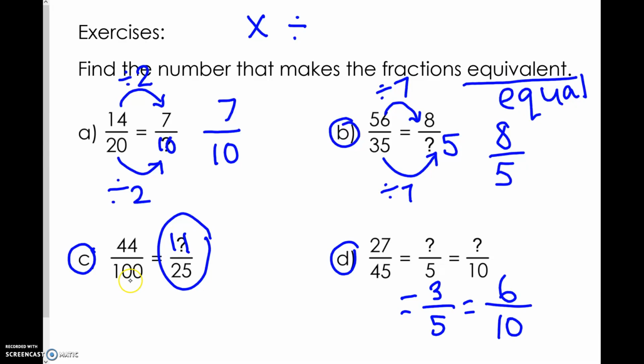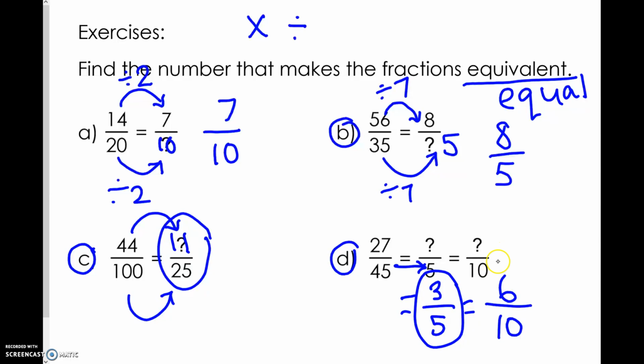If you got this wrong, let's look. 100 divided by 4 is 25. 44 divided by 4 is 11. 27/45 is equivalent to 3/5. To get from 45 to 5, we divide by 9. 27 divided by 9 is 3, so 3/5.